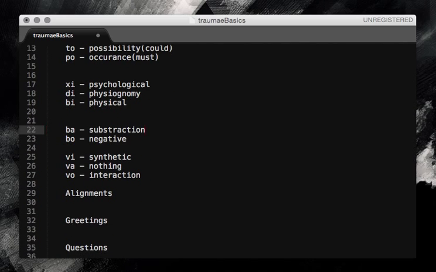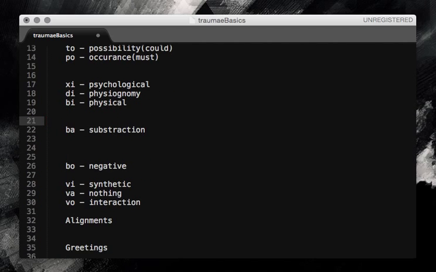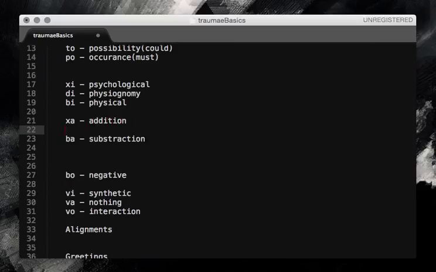So let's look at ba. The opposite of ba would be xa, similarly to the state letter of X and B. So xa means, well, the opposite of subtraction would be addition. And da, in between, is simply equal.